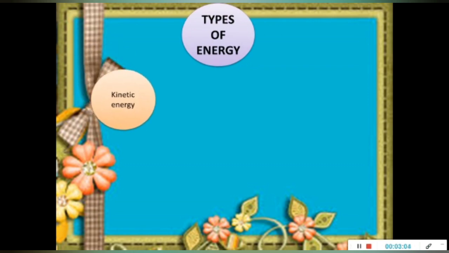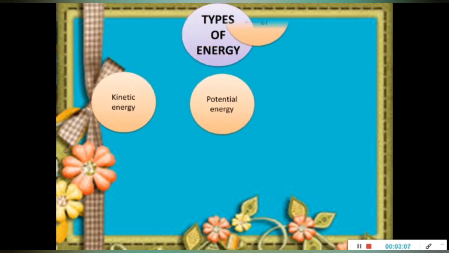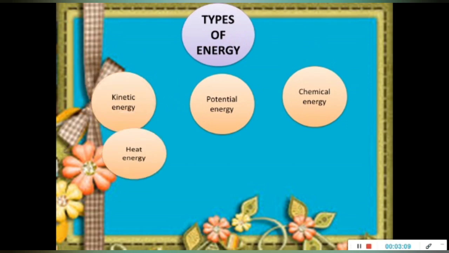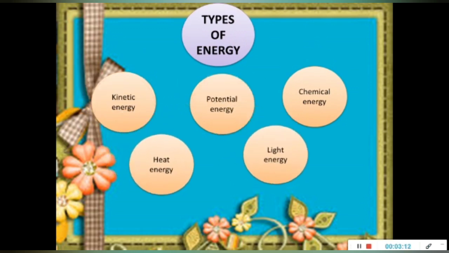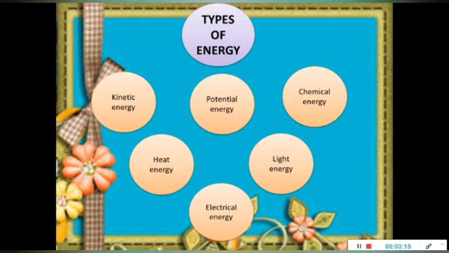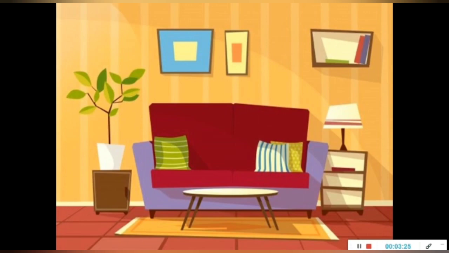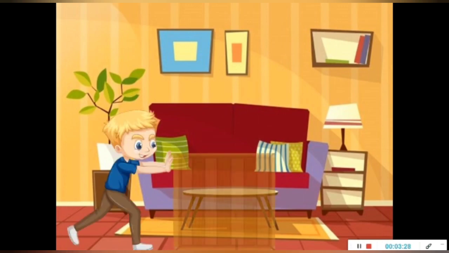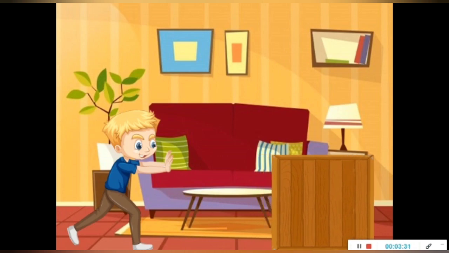After knowing briefly about energy, let's know the types of energy: kinetic energy, potential energy, chemical energy, heat energy, light energy, and electrical energy. So let's start with kinetic energy. Before that, let's revise the concept of work done. Suppose a boy pushes a box and the box is displaced. Force is applied and the box is displaced, hence work is done.